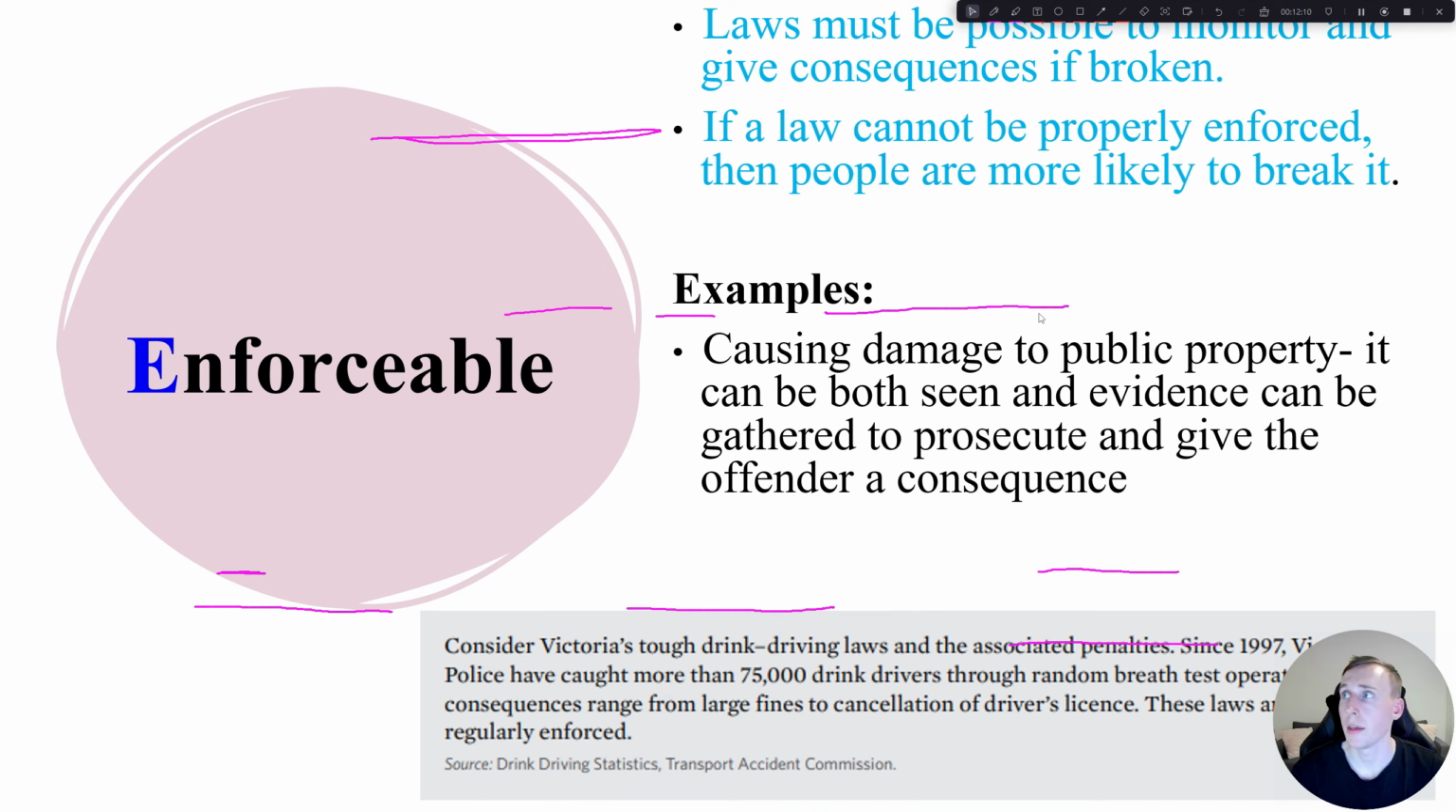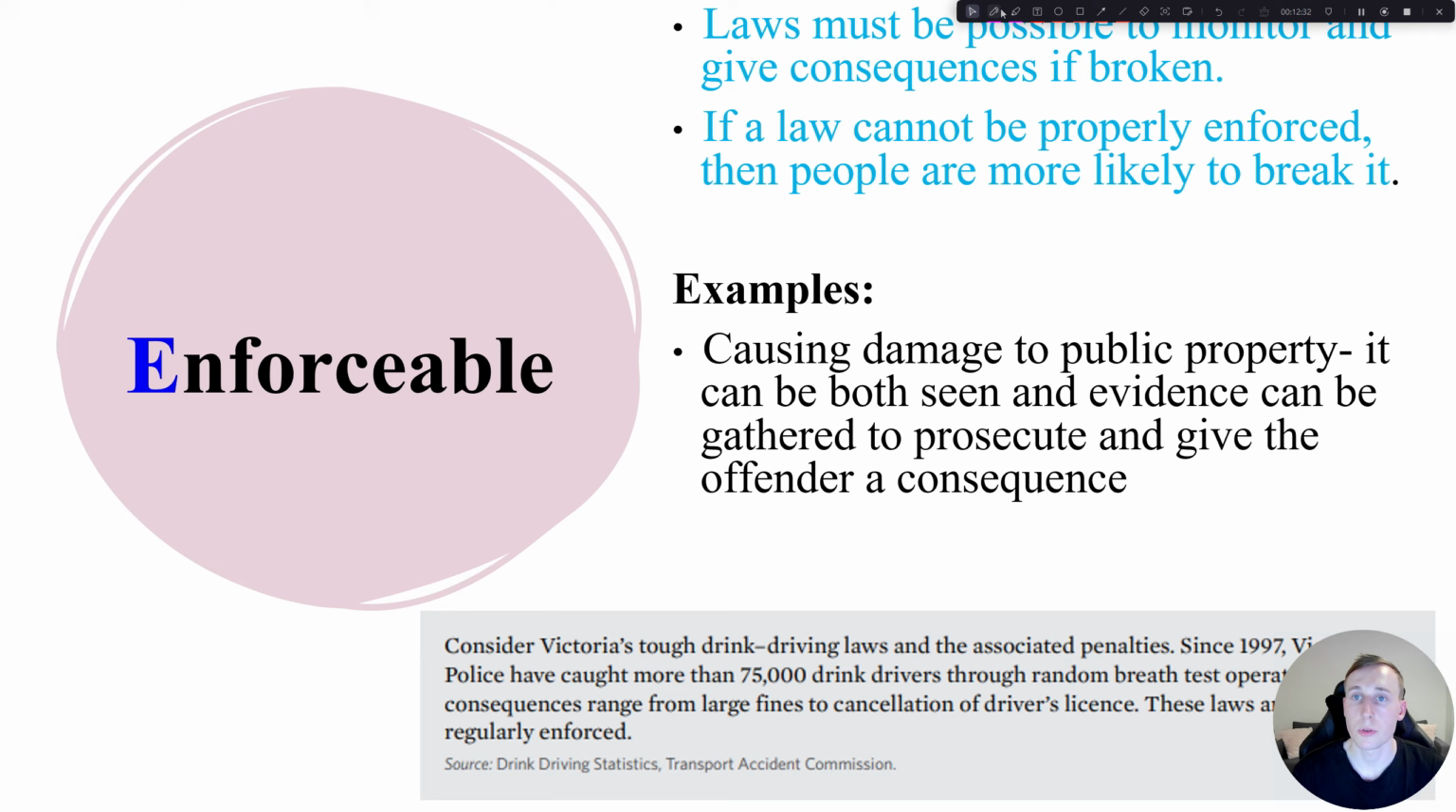All right, the second last one is enforceable. Like I spoke about with school rules just before, if we want to introduce a rule, we want to make sure that we have an appropriate consequence for it and we actually follow through. If we only give half the people that break a law a consequence, it's not very enforceable, it's not really doing an effective job.